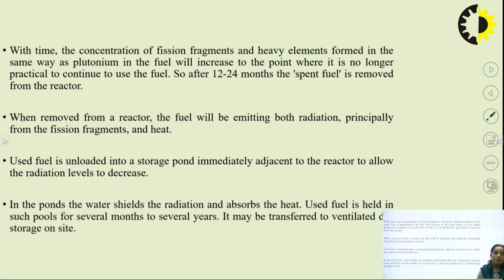In the pond, the water shields the radiation and absorbs the heat. Used fuel is held in such a pool for several months to several years, depending on which material is releasing the emission. It may then be transferred to ventilated dry storage on site.